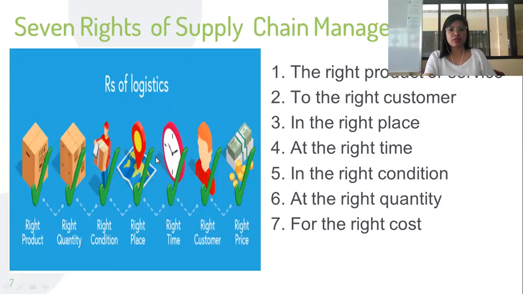So there are seven rights of supply chain management. Okay. So we have the right product or service to the right customer, in the right place, at the right time, in the right condition, at the right quantity, and for the right cost. Because we can never have a successful supply chain management if these seven rights are not coordinated with each other. So you are going to give the right product and service to the right customer, to the right place, at the right time, of course, at the right condition, at the right amount or quantity, and of course, for the right cost.